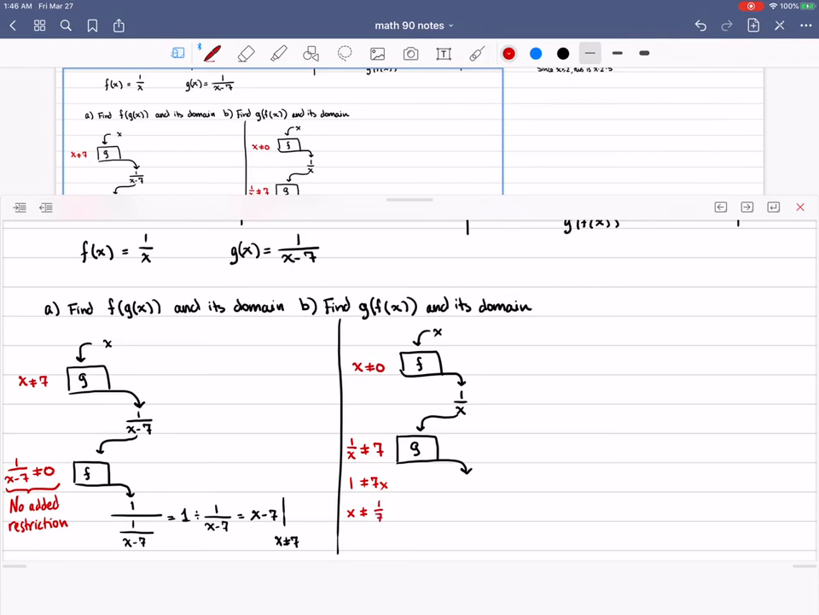So you've seen we now have a second restriction. On the one hand, X cannot be 0. On the other hand, X cannot be 1/7. So that's already our domain. But let's walk this through because there's kind of a neat algebraic piece here. So what does G do? It takes the input and subtracts 7 from it. So we get 1 over X minus 7 on the bottom, and then 1 over all of that.